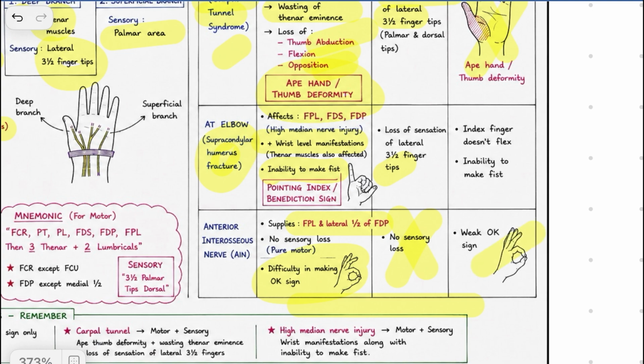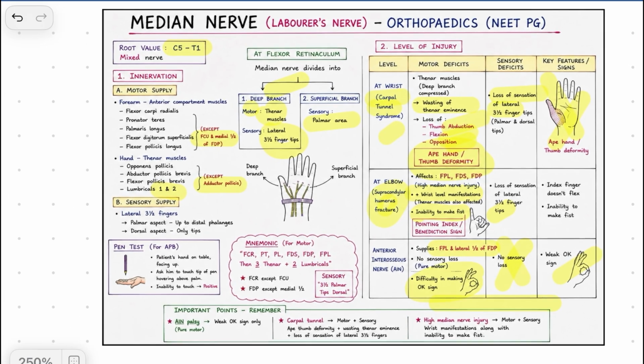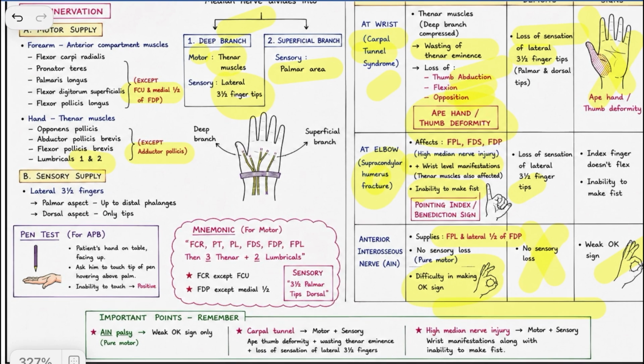So if you remember this table, you are almost done to solve everything that is asked in a median nerve question. The important points to remember here: in anterior interosseous nerve palsy, you see a weak okay sign. This is a very pure motor. And in carpal tunnel, you see motor plus sensory: ape thumb deformity plus wasting of thenar eminence plus loss of sensation of lateral 3.5 fingers. And in high median nerve injury, that is at the elbow, you see motor plus sensory wrist manifestations along with inability to make a fist, that we call pointing index or benediction sign.